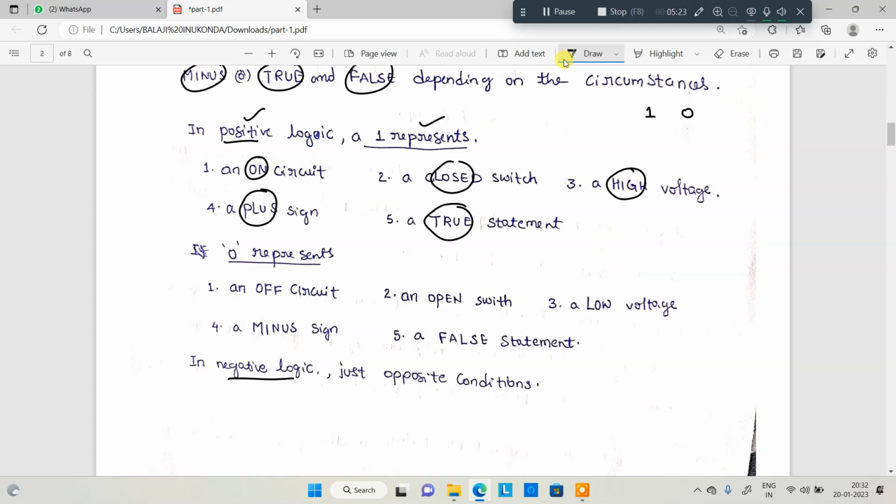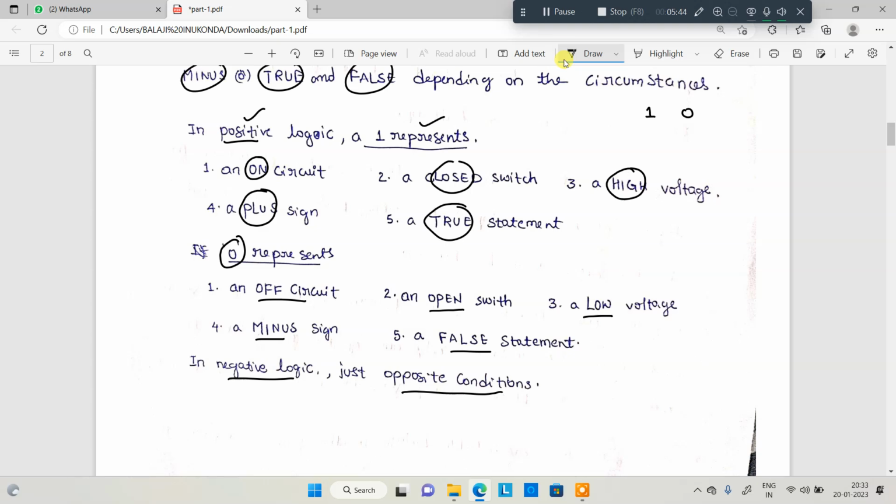Okay, coming to the 0. 0 is represented here as off state, open, low, minus, and false. This terminology is present in the positive logic. It is represented by the 0. Okay, this is quite the reverse, opposite to these conditions. This is called negative logic.